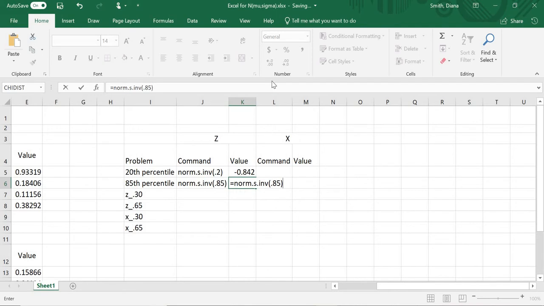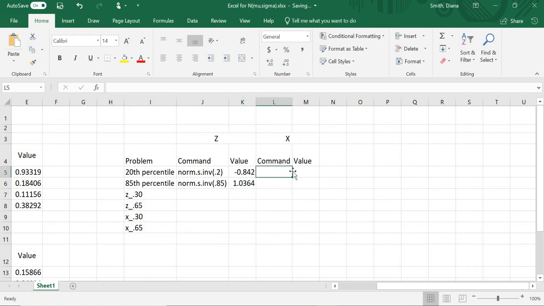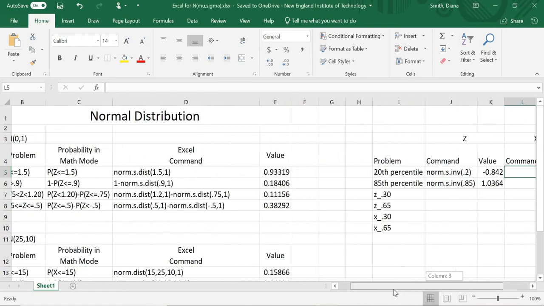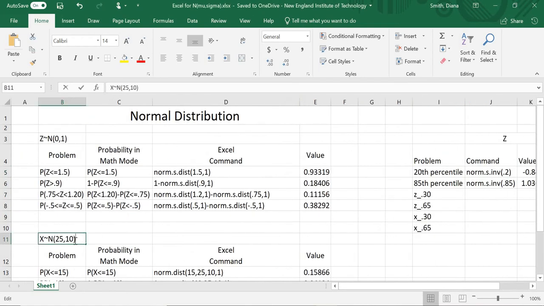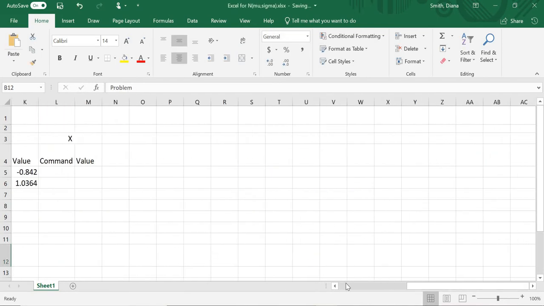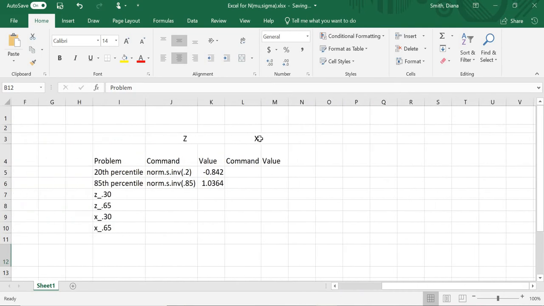0.85 is bigger than 0.5, so we should be expecting z to be a positive number. We get 1.0364. Okay. I'll do it over here for my x, so I'm still looking at my x being normally distributed with mean 25 and standard deviation of 10, so I'll put that here so that we remember.